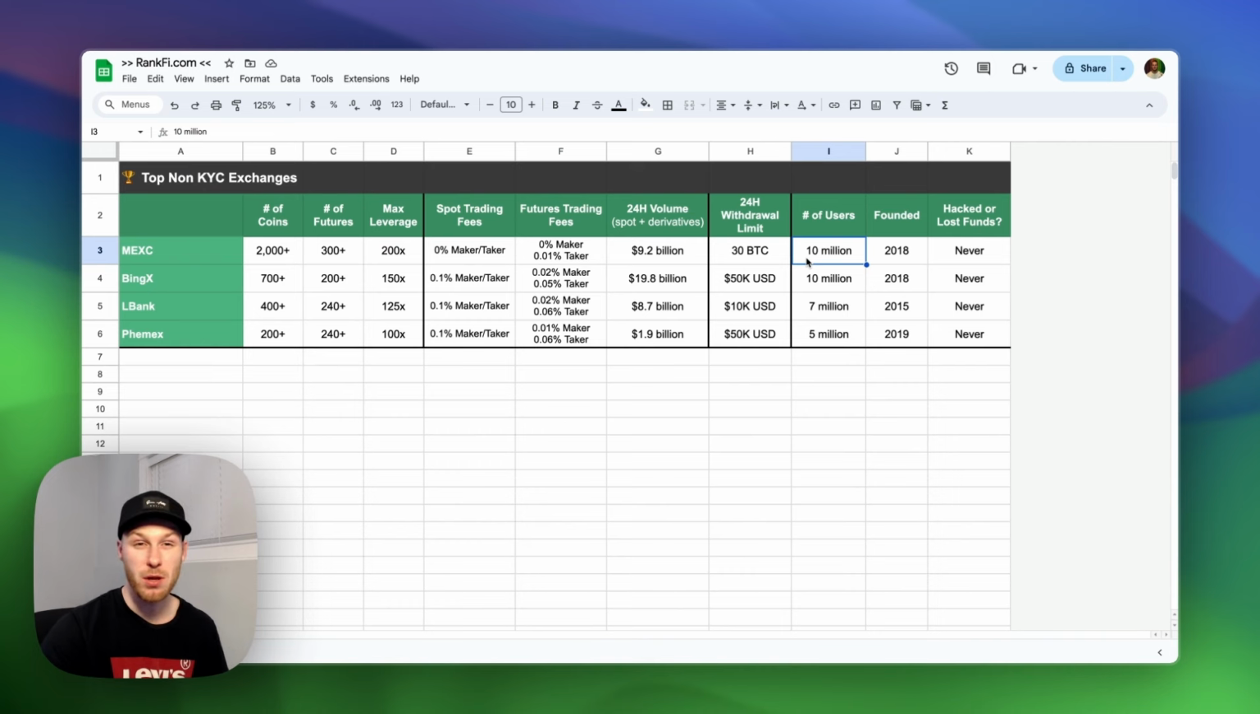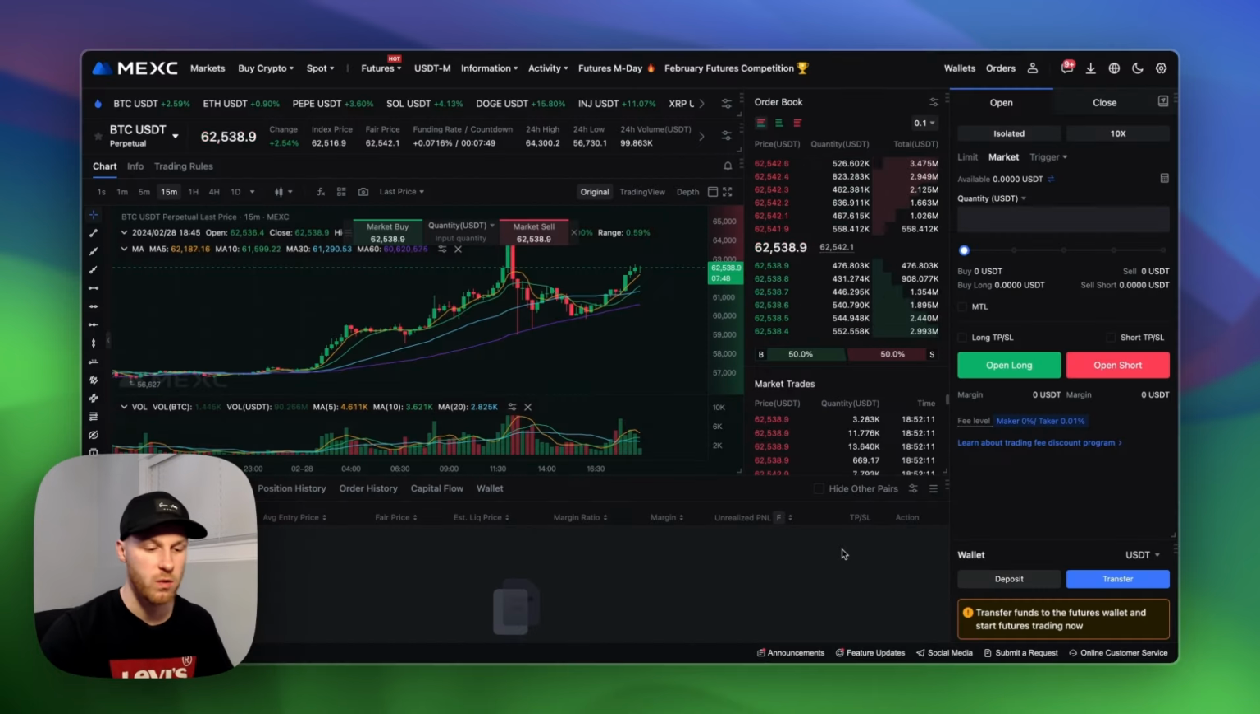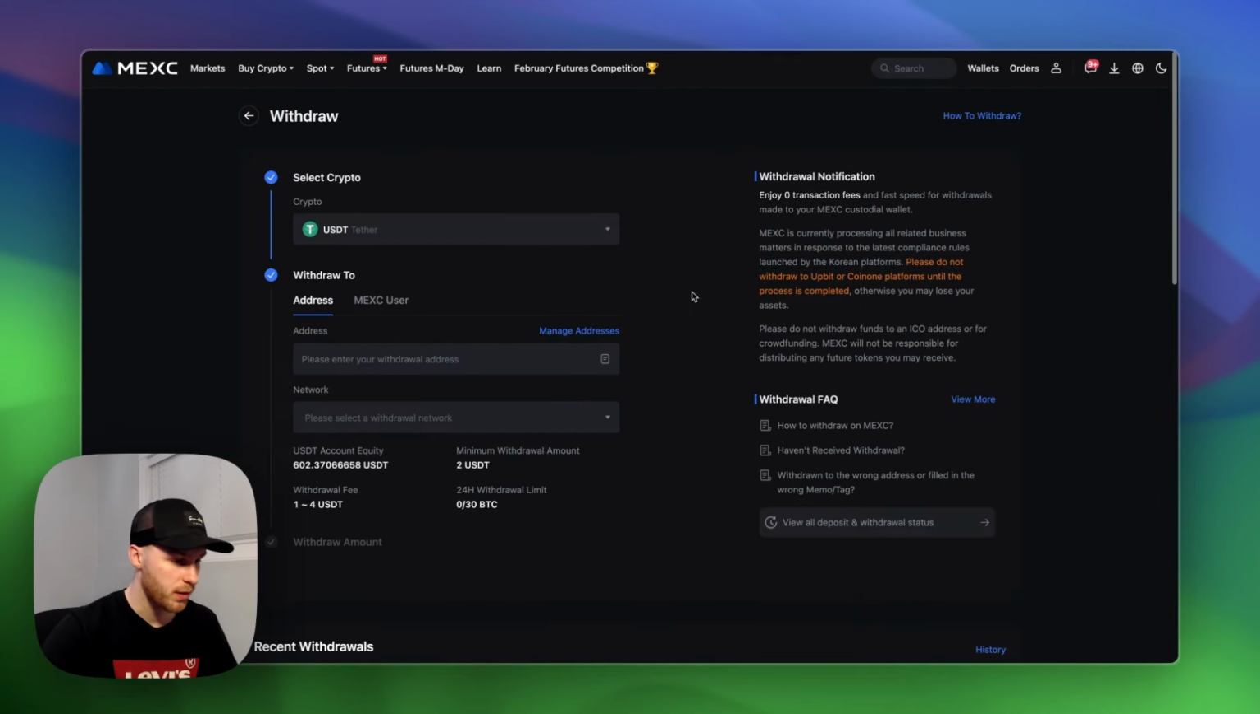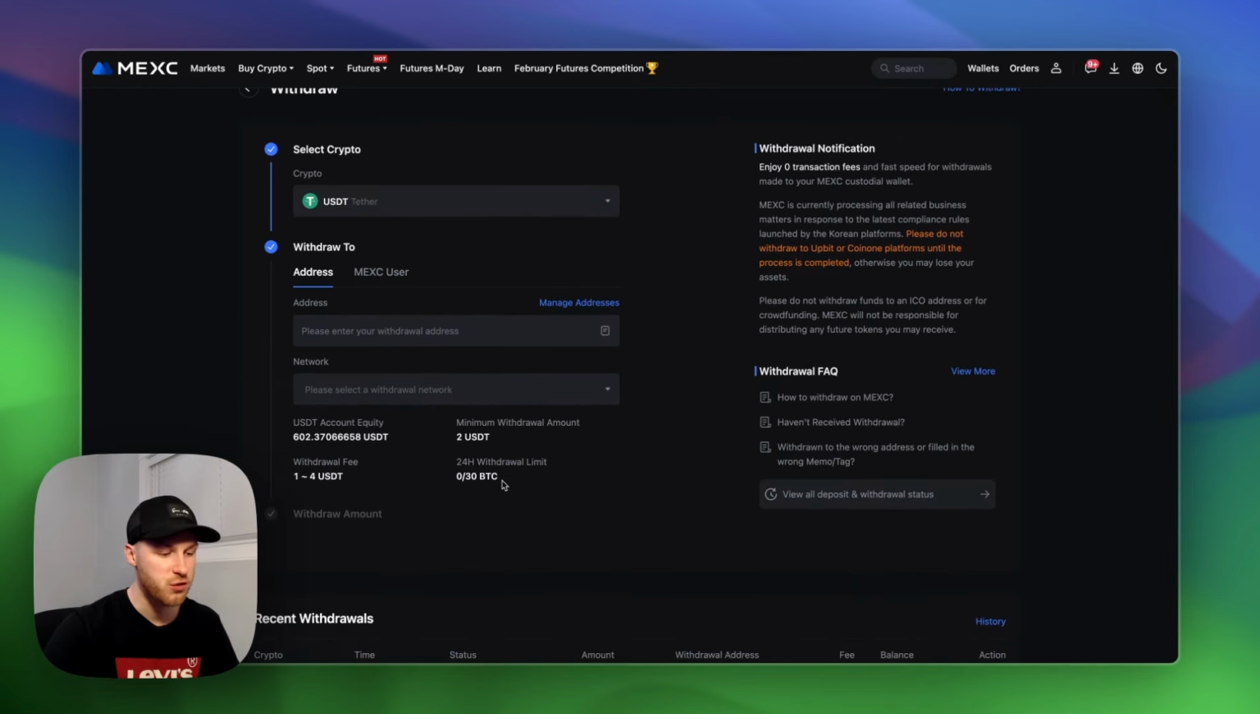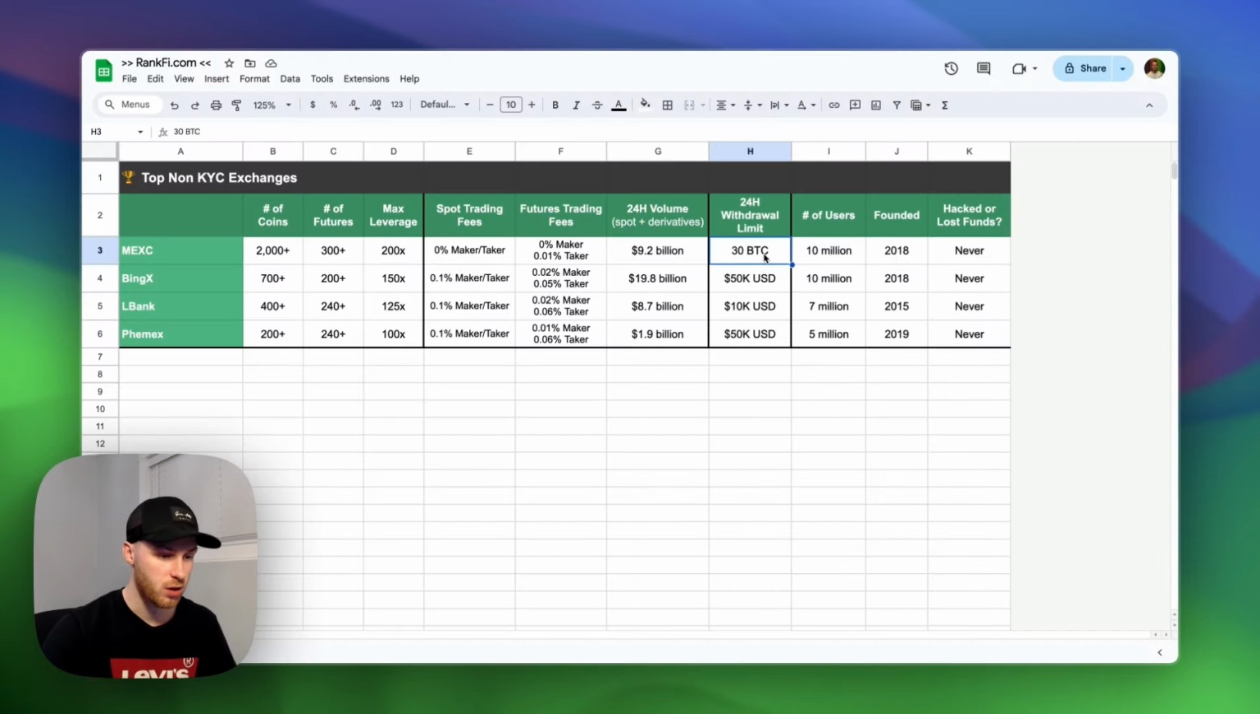MEXC has over 10 million users, and CoinGecko gives them an 8 out of 10 trust score, and Certik gives them a security score of 80 out of 100. Usually when I want to buy new altcoins or go long, MEXC is one of the platforms that I use. And if we go to the withdrawal section here, the daily withdrawal limit is 30 Bitcoin per day, which is the highest withdrawal limit on this list.